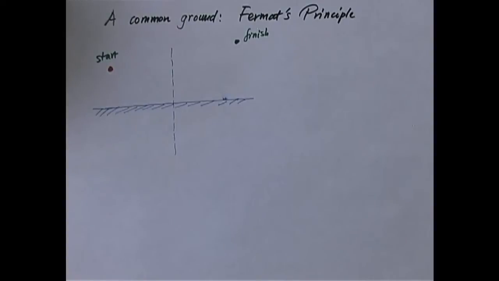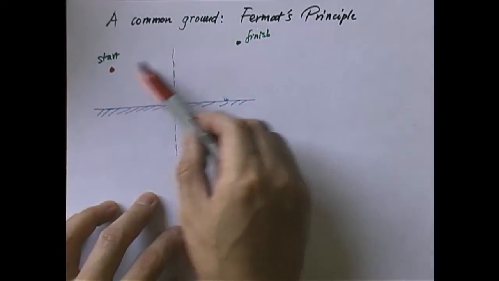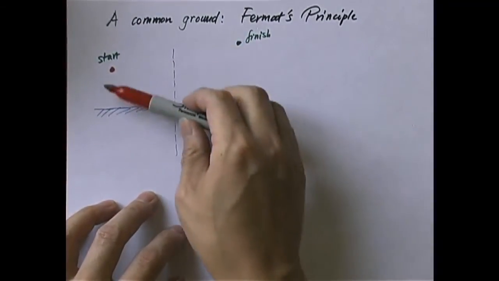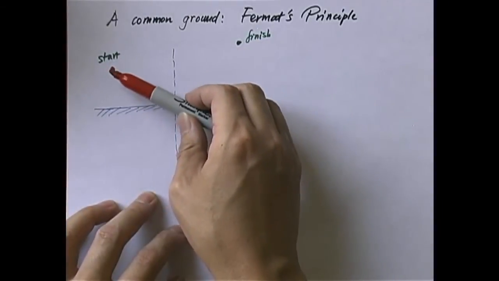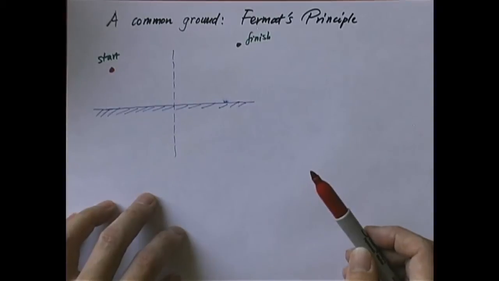Both the laws of reflection and refraction actually follow the same simple guideline, the so-called Fermat's principle. And that principle is very simple. Suppose you have a starting point and a finish point, and somehow light has to travel from here to there. Light has an infinite number of possible paths to choose from. What is the actual path chosen by light?